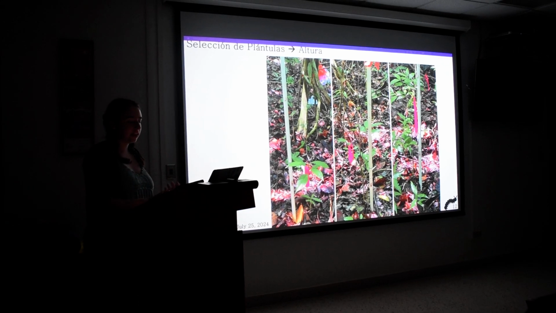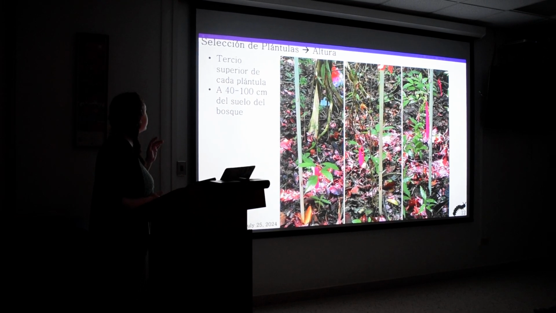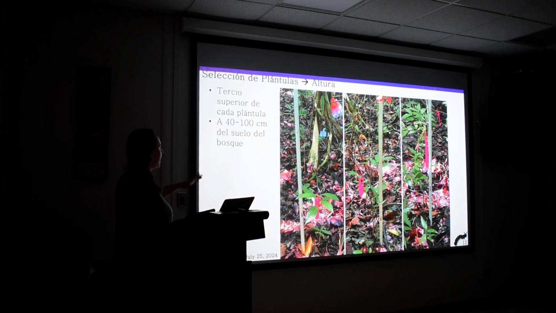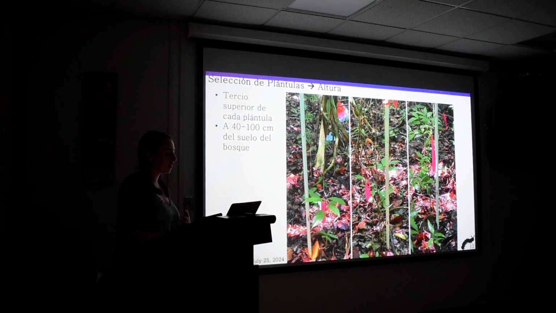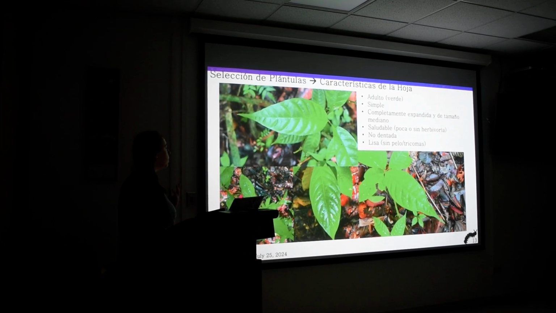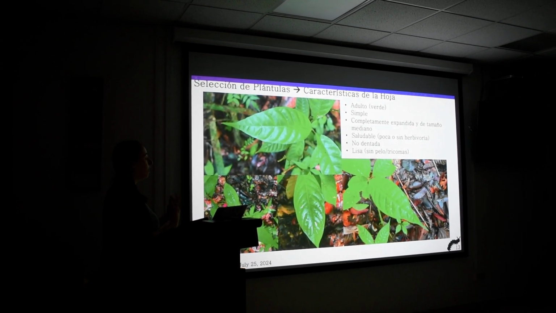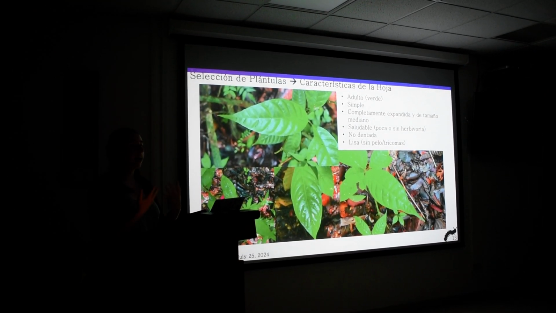And since leaf position and leaf characteristics may affect the visibility and accessibility of the prey, we chose to use leaves that were in the top third of the plant, 40 to 100 centimeters from the forest floor. And please note the poles were just to show some scale, they weren't actually there while we were doing the study. And for standardization purposes, we only chose adult green leaves that were simple, completely expanded. They were about medium size, all healthy, with little to no herbivory, no serrated edges, and they were all smooth. So they didn't have hair or trichomes.